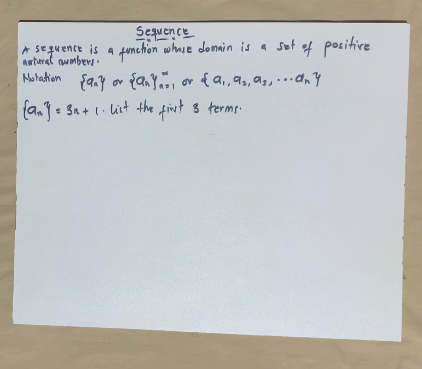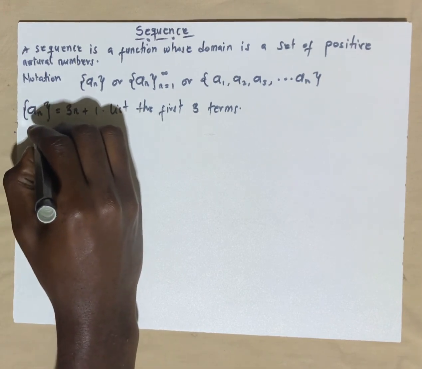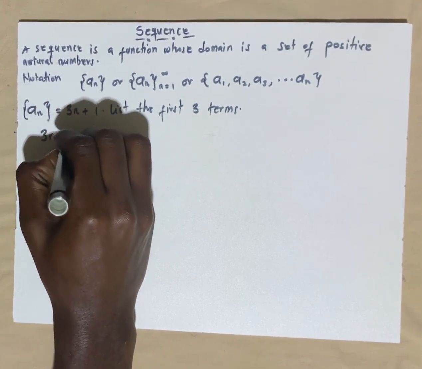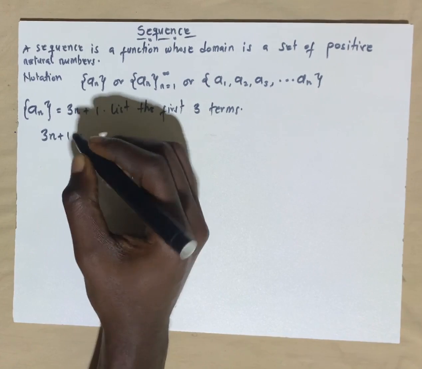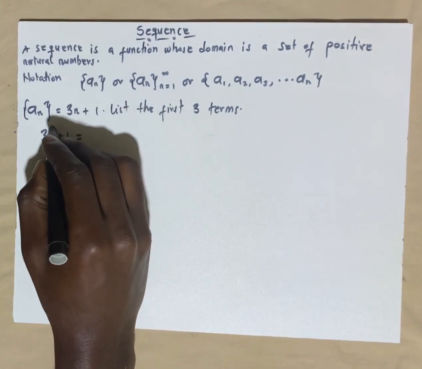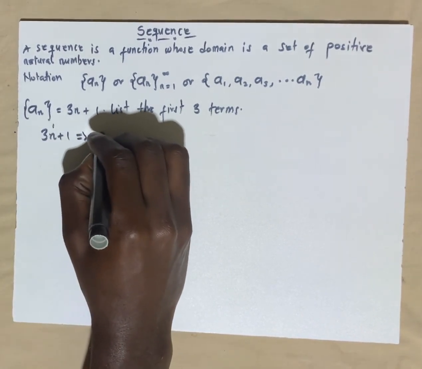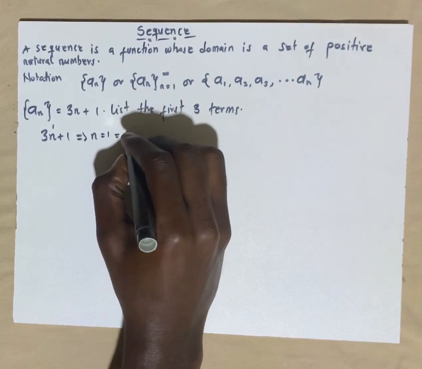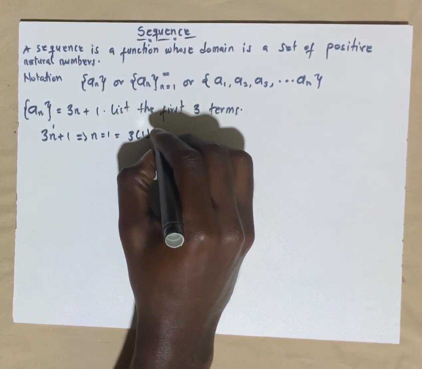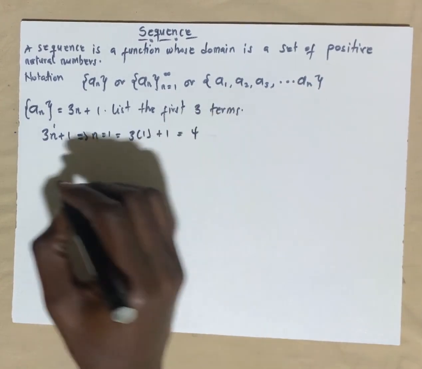What are we going to do? All we have to do is, this is our function. Now, to get a sub 1, it means when n is equal to 1. Are you getting it? So when n is equal to 1, what do we get? We are going to get 3 times 1 plus 1, which is equal to 4.